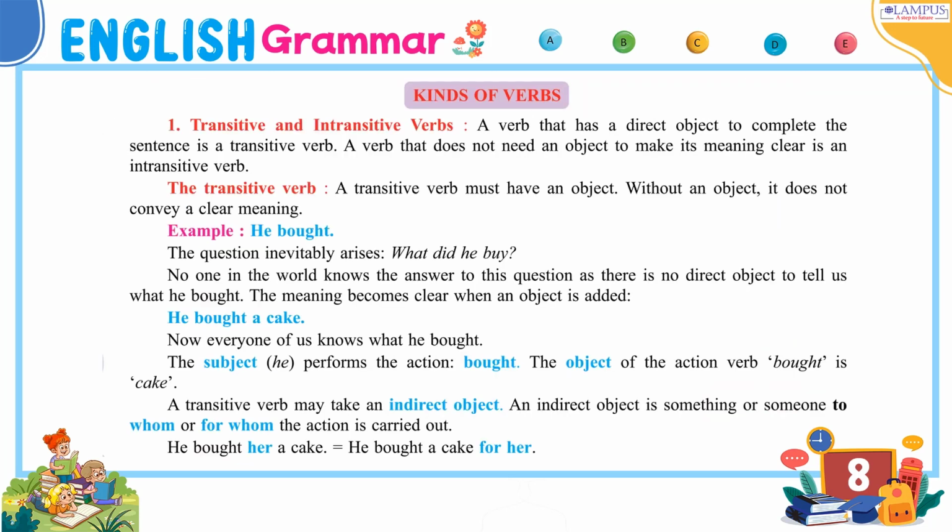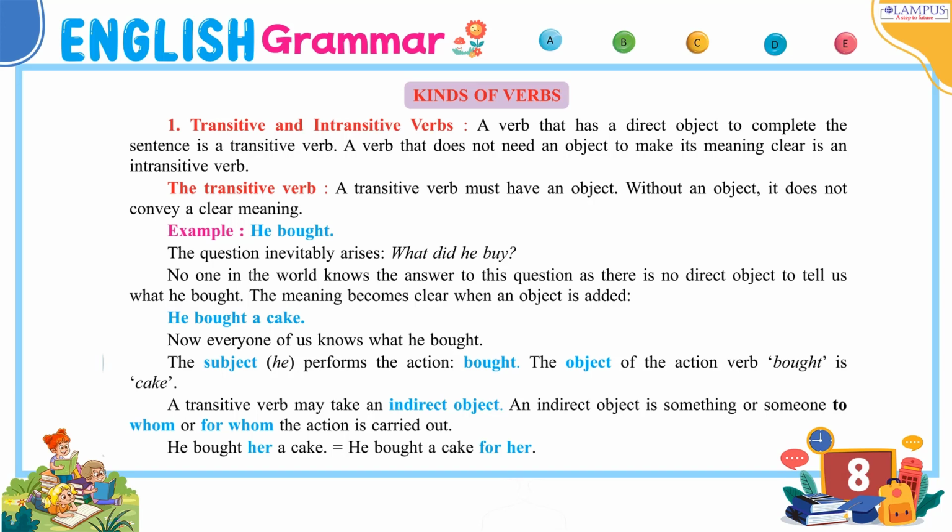Kinds of verbs. 1. Transitive and intransitive verbs. A verb that has a direct object to complete the sentence is a transitive verb. A verb that does not need an object to make its meaning clear is an intransitive verb. The transitive verb. A transitive verb must have an object. Without an object, it does not convey a clear meaning.